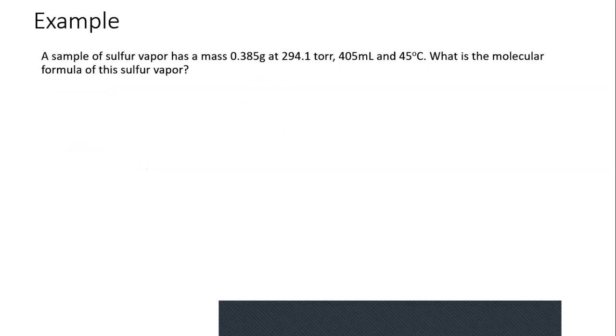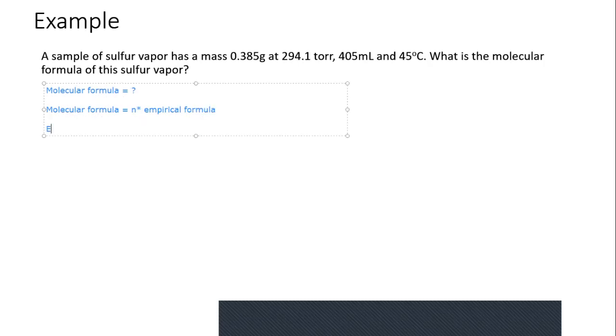So here we have a sample of sulfur vapor that has a mass of 0.385 grams at a pressure of 294 torr. 405 milliliters of the gas is the volume, and the temperature is 45 degrees Celsius. What is the molecular formula of sulfur vapor? Since we're looking for the molecular formula, if we reflect back to when we talked about empirical formulas, molecular formula is equal to n times the empirical formula.